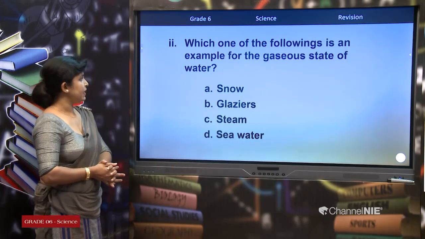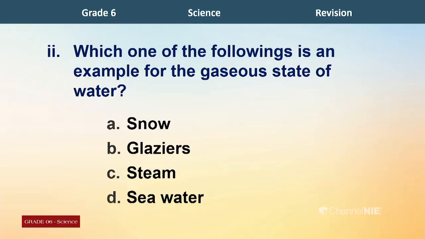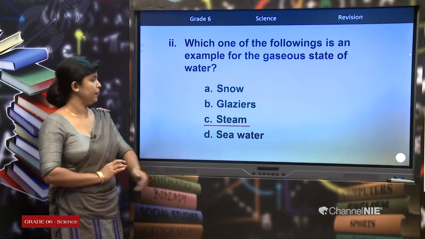Which one of the following is an example for the gaseous state of water? The answers given here are snow, glaciers, steam, and seawater. Look at the first two answers. Snow and glaciers are in the form of solid. Steam and seawater. Steam is in the form of gas and seawater is in the form of liquid. Then you can say the answer. The answer is steam, because steam and water vapor are considered as the gaseous state of water.